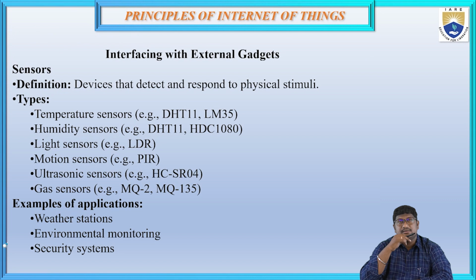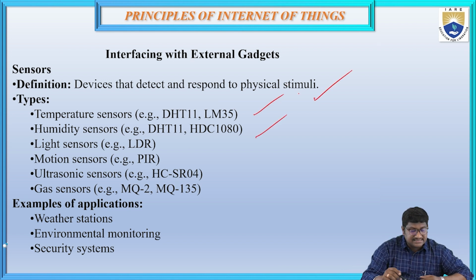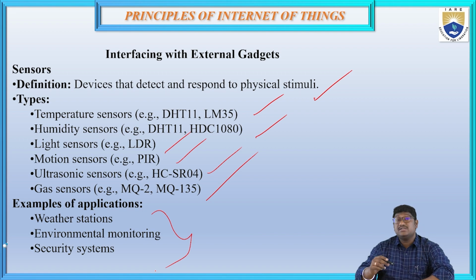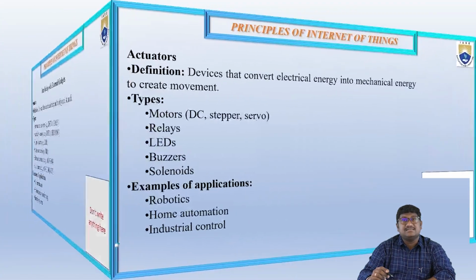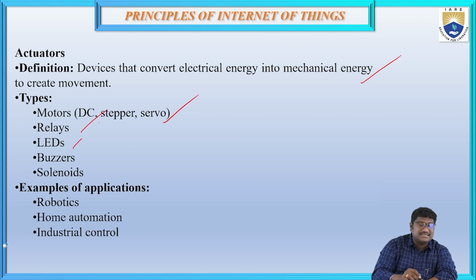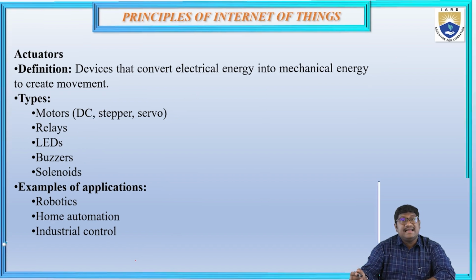This was the example for interfacing with external gadgets. How the sensors work: devices which respond to physical stimulation. What are the types of sensors? Temperature sensor, humidity sensor, light sensor, motion sensor, ultrasonic sensor, gas sensors. What are the applications? Weather stations, environmental monitoring, security systems are the best examples for these sensors. And now actuators, the best definition was devices which convert electrical energy into mechanical energy to create some particular movement. The best examples were motors, relays, LEDs, buzzers, solenoids. The best applications are robotics, home automation and industrial control.